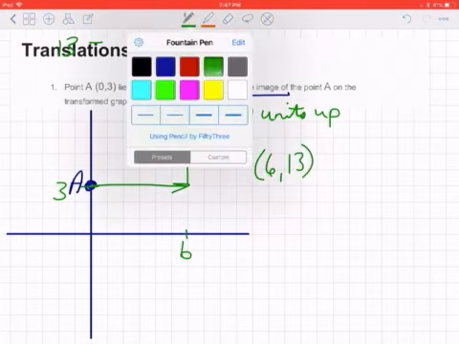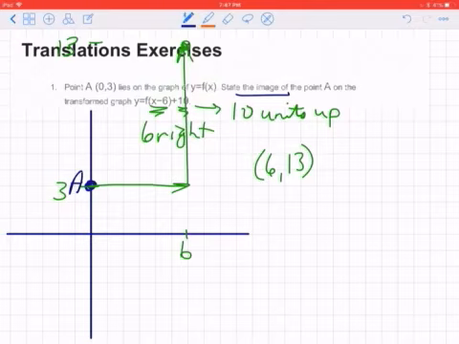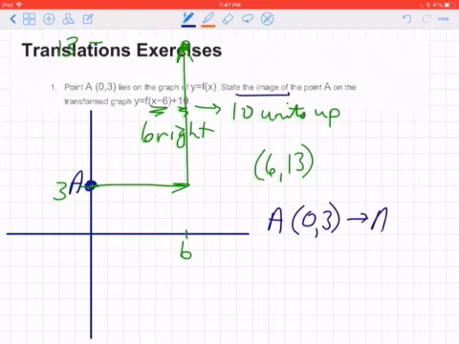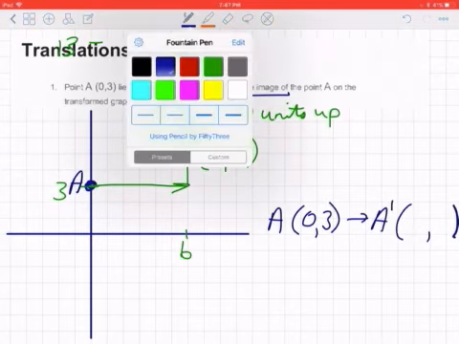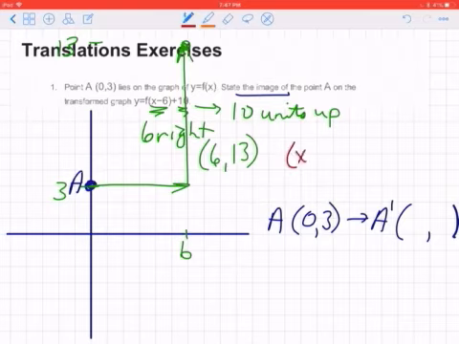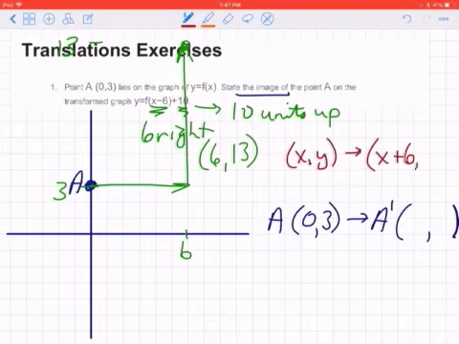But using mapping notation, we could actually show this and say, well, our point A, which is (0, 3), is actually going to be mapped to A prime, which is going to be something. Now, we know that's going to be (6, 13) because we just reasoned through it. But the way that we can solve this is by looking at what these transformations do. So we can say any point (x, y) will be transformed to the point (x plus 6, y plus 10). Since it's going to move to the right 6, we're going to say plus 6. And then y goes up 10, so y is plus 10.